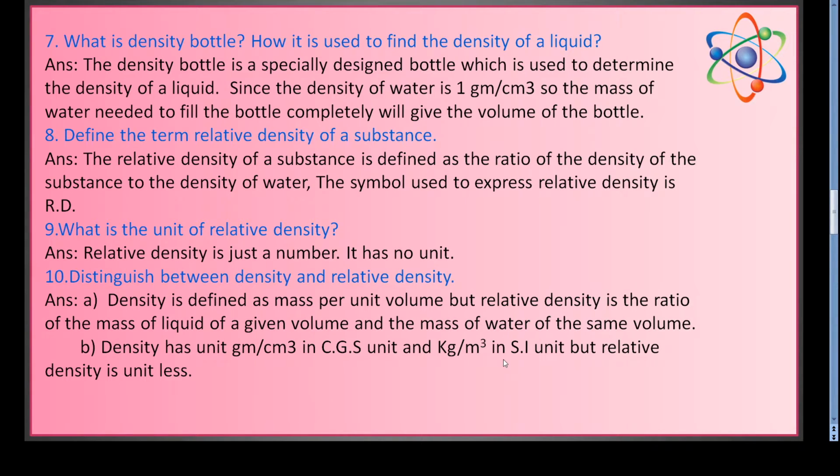Question number 10: Distinguish between density and relative density. We know density is defined as mass per unit volume, but relative density is the ratio of the mass of a liquid of a given volume and the mass of water of the same volume. Second, density has a unit: in CGS it is gram per centimeter cube, and in SI it is kilogram per meter cube, but relative density is unitless.